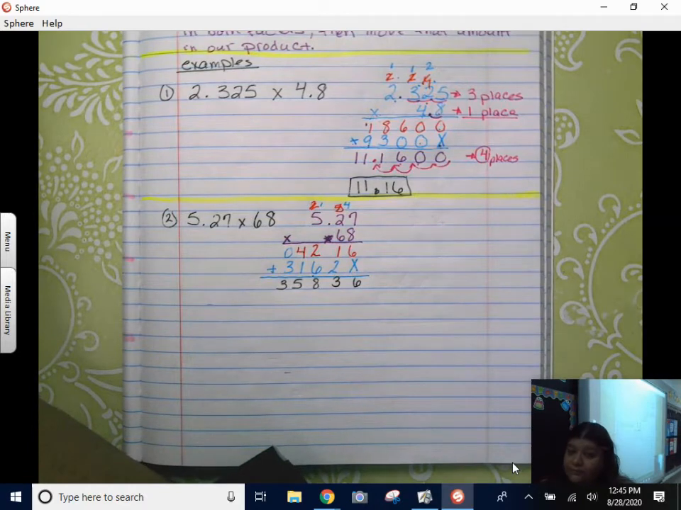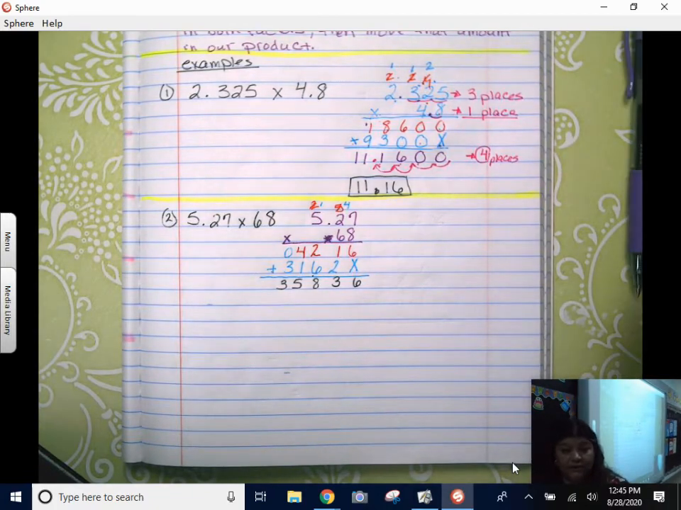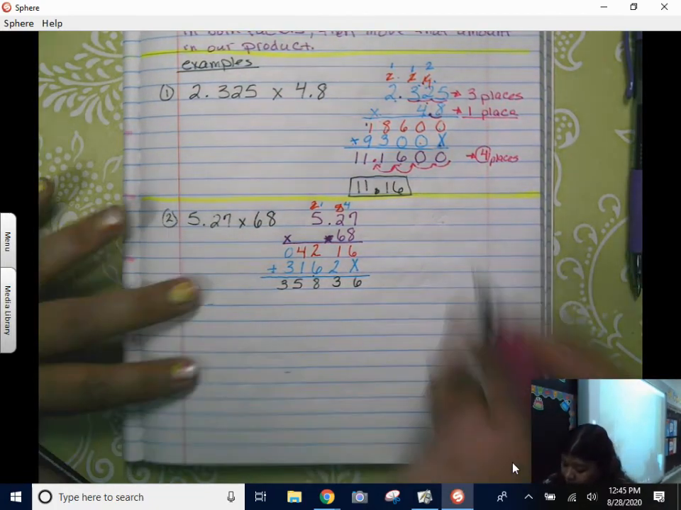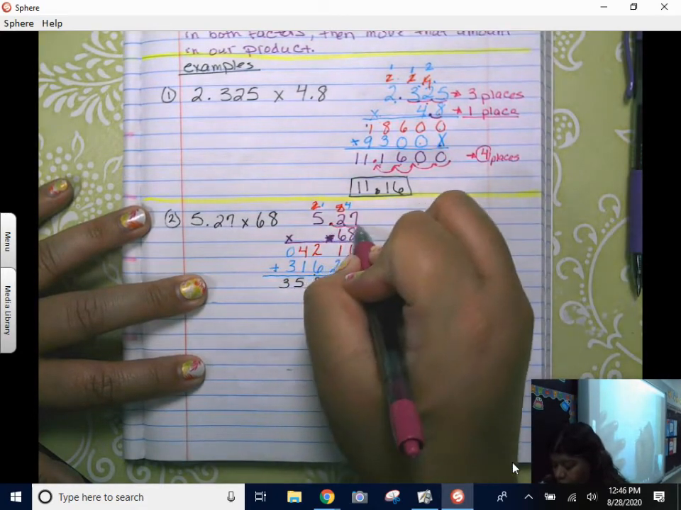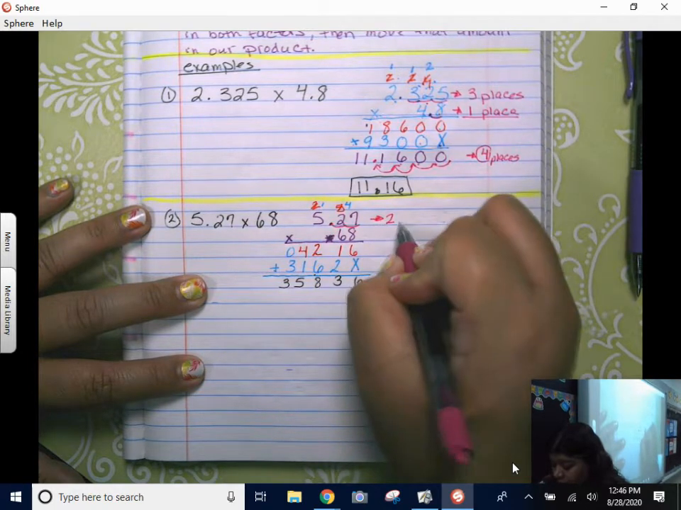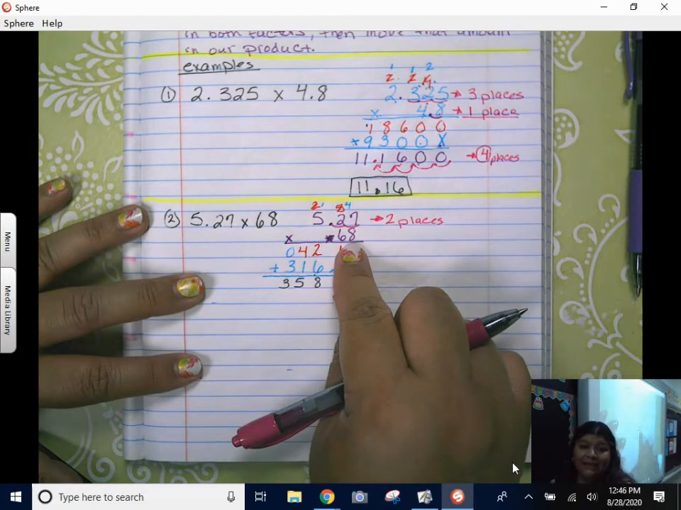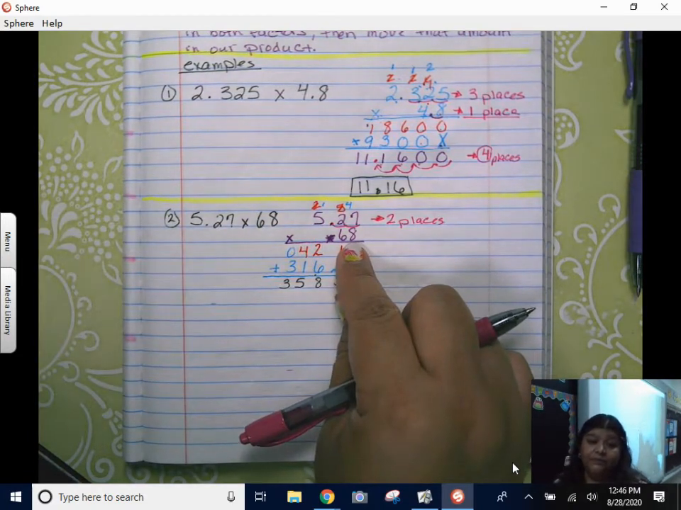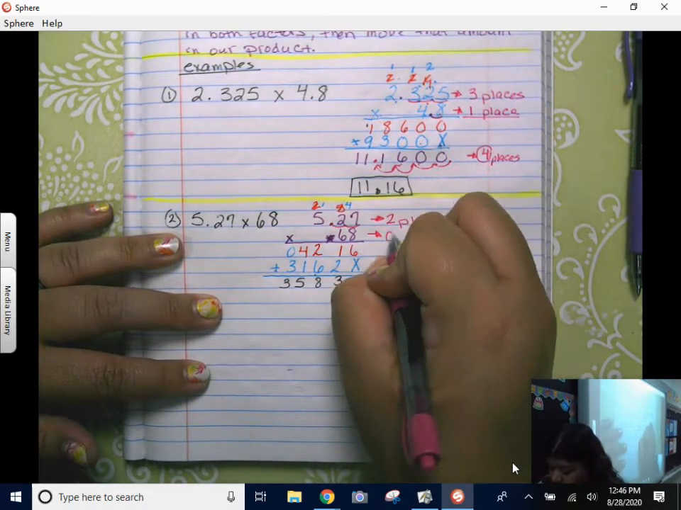Are we done? We haven't done step 2. Step 2 says let's go ahead and count the decimal place values in each factor. Okay, so in this factor, here's my decimal. I have 1, 2. I have 2 places. Okay, 68. Do you see a decimal? Are there any decimal place values? There are not any, and that is perfectly fine. We have 0 places.